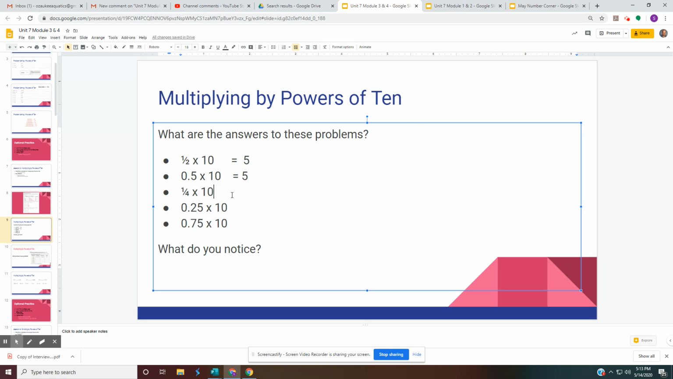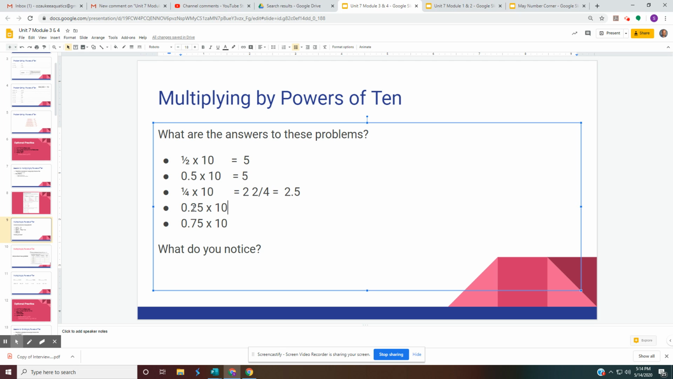Interesting. All right, so now what if I take a quarter of 10? I'm going to get 10/4, right? Or 2 and 2/4, or 2.5, right? Because 2/4 is the same as a half, and a half as a decimal is 0.5.